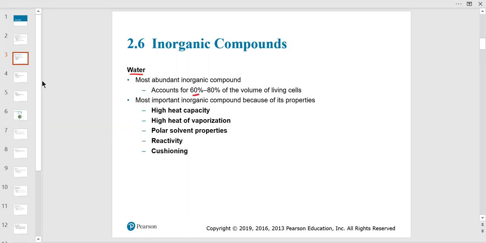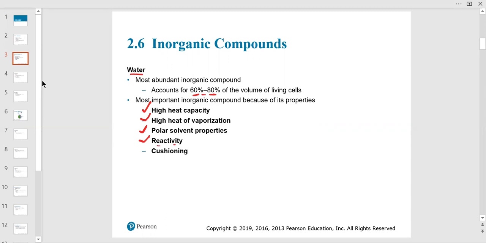So 60 to 80% of the cell is water. Every time, it's always in this range or higher for your fluid compartments to have that percent of water. Now, again, we already talked about this right here. It's polar and it's the universal solvent. And I mentioned it has a high heat capacity. It holds a lot of heat, takes in a lot of heat before it raises 1 degree in temperature. And it has a high heat of vaporization, so it takes a lot of energy to boil that water or change its form, or freeze it for that matter in the opposite direction. Reactivity is very important because it's part of being a solvent.